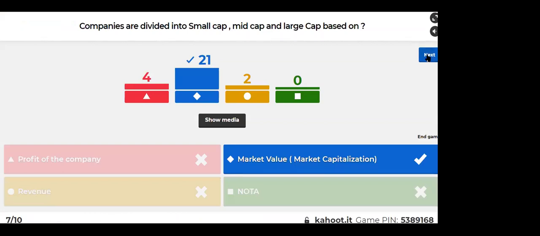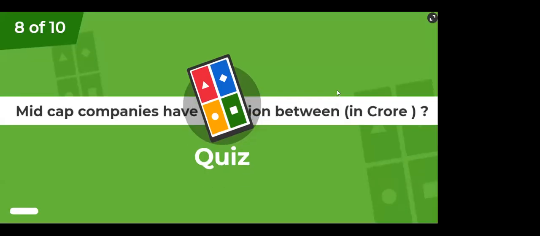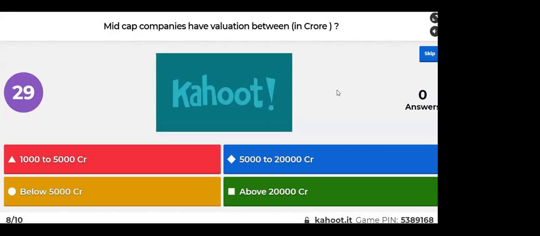Okay. Next. Niketan is in top position, and there's a huge difference between Niketan, Shravya and Harshad Mehta.